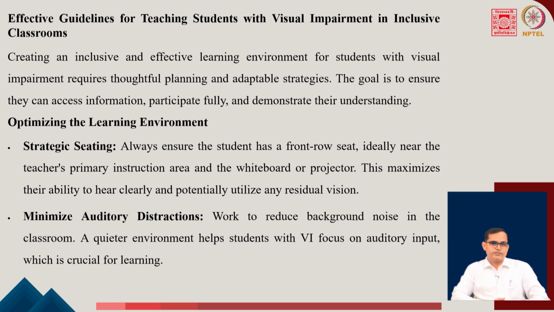Optimizing the learning environment, that is strategic seating: always ensure that the student has a front row seat, ideally near the teacher's primary instruction area and the whiteboard or projector. This maximizes their ability to hear clearly and potentially utilize any residual vision. Minimizing auditory distractions: work to reduce background noise in the classroom. A quieter environment helps students with visual impairment to focus on auditory input, which is crucial for their learning.